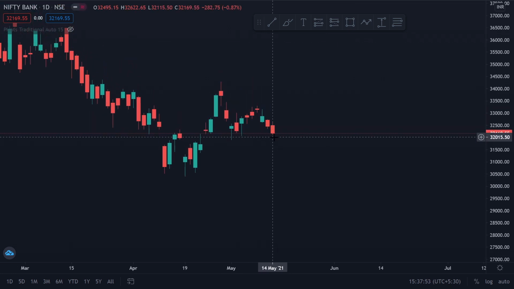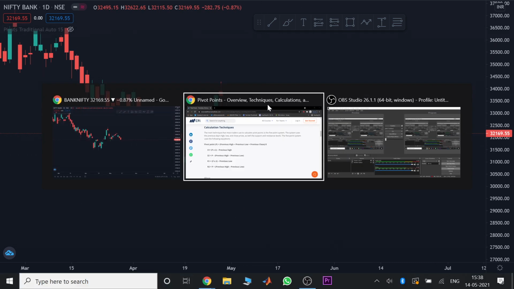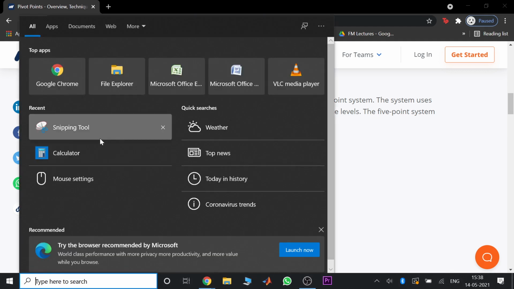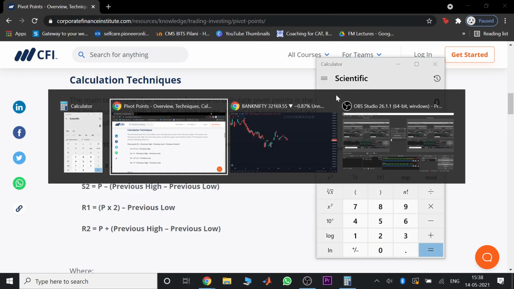So suppose today is the 14th of May, I will take the high, low and close of the 13th of May and then calculate those points, the prices, and then plot them on my smaller charts. So suppose, let us just take an example here, right?